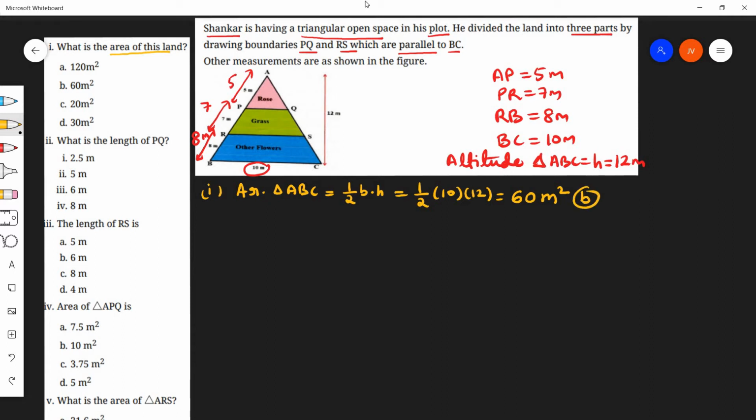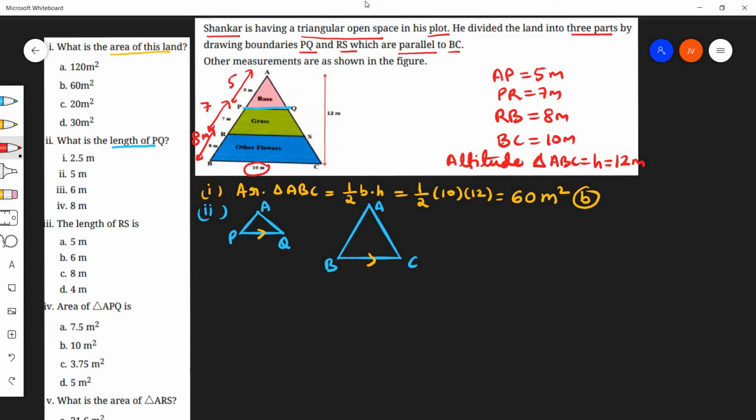Let us see the next bit, the second bit. Second bit is, what is the length of PQ? So length of PQ we have to find. For that purpose, because P and Q are not midpoints, directly we can't apply the midpoint theorem. So let us consider triangle APQ and the big triangle, and we will prove that these 2 triangles are similar triangles. And how are they similar? They are similar because PQ is parallel to BC according to the question.